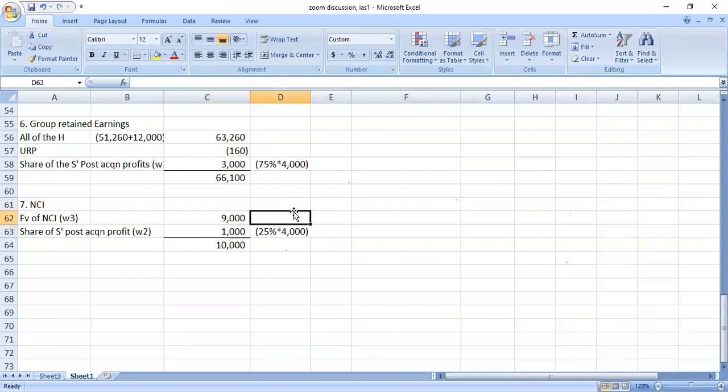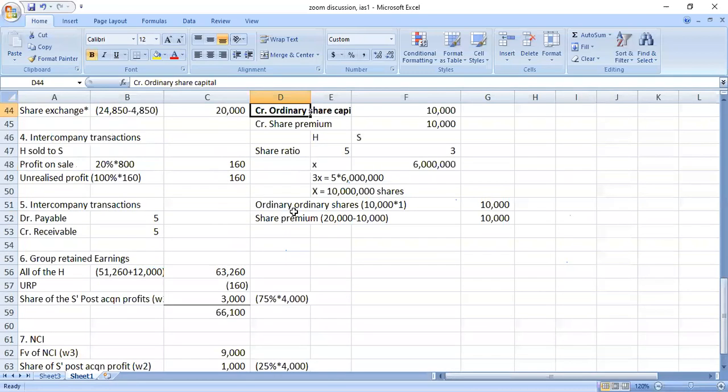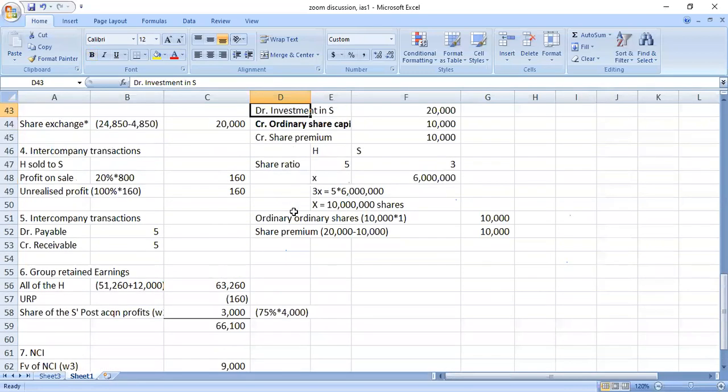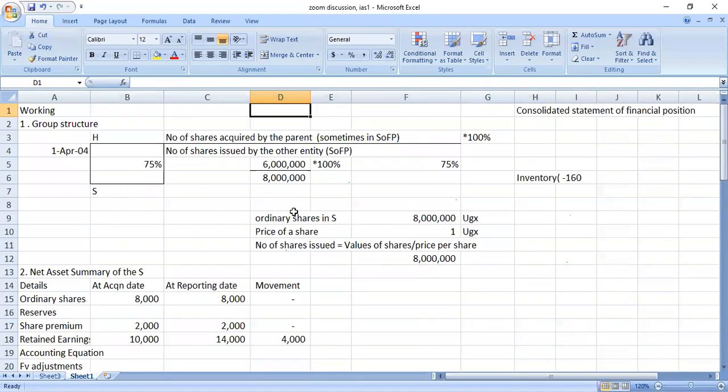Once you're done with your workings, you now go to your statement of financial position and begin moving the items. So we're done with additional information. That's where the hurdle is. Then you come and start consolidating line by line. Just move from up downwards. So non-current assets.